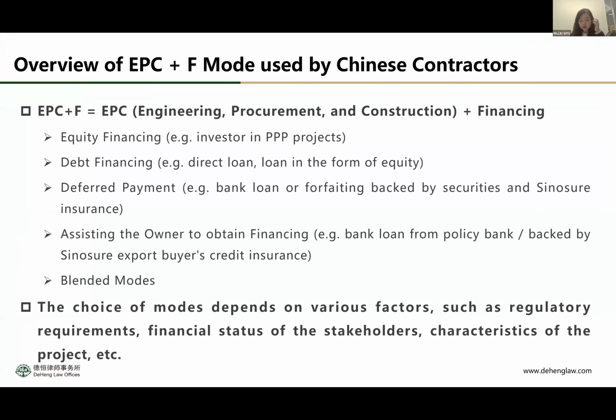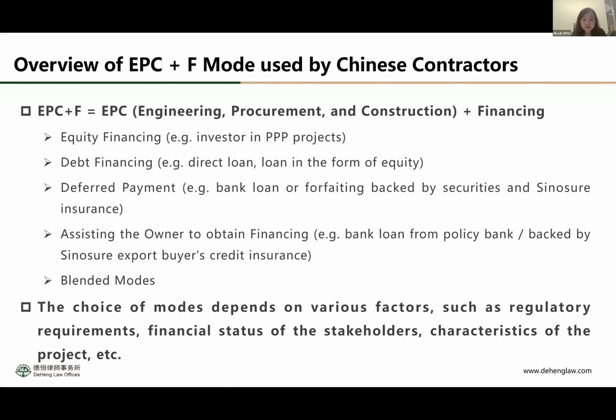Okay, great. So first of all, it involves the definition of EPC+F. In a narrow sense, the EPC+F can be understood as a situation when the EPC contractor also provides financing. But in a broader sense, especially for overseas projects undertaken by Chinese contractors, it actually means all the ways that the contractor assists in providing financing.